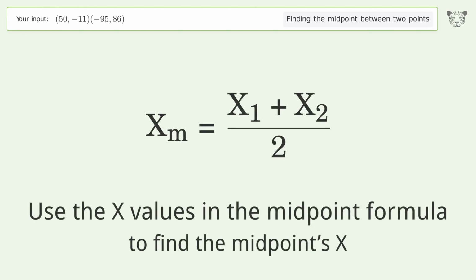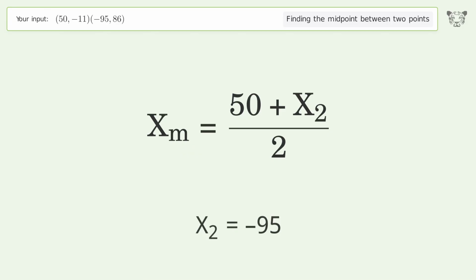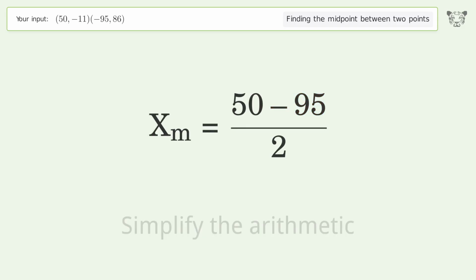Use the x values in the midpoint formula to find the midpoint's x. x1 equals 50. x2 equals negative 95. Simplify the arithmetic.